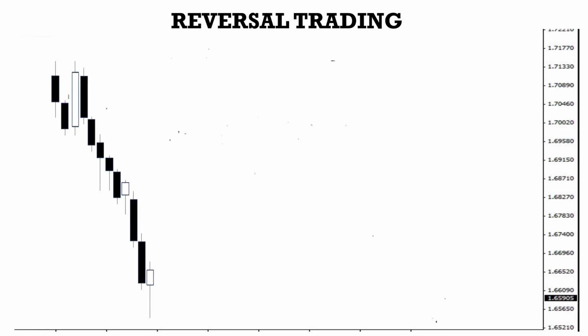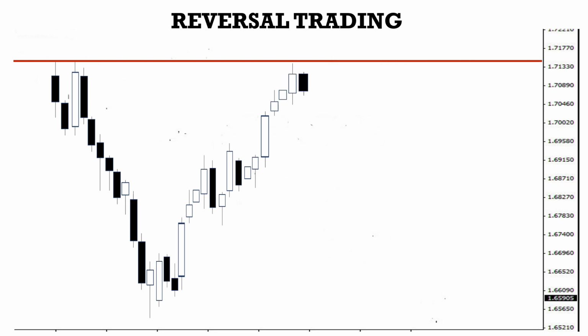Reversal trading. Inside bars can also be used to signal a reversal in the market trend. For example, if the market is trending up and an inside bar forms at the top of the trend, this could be a signal that the trend is about to reverse.